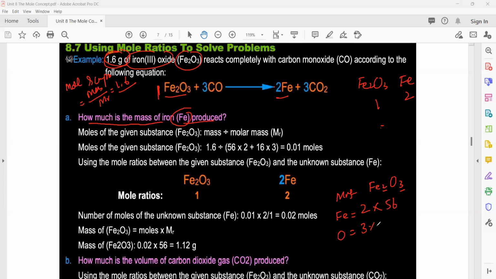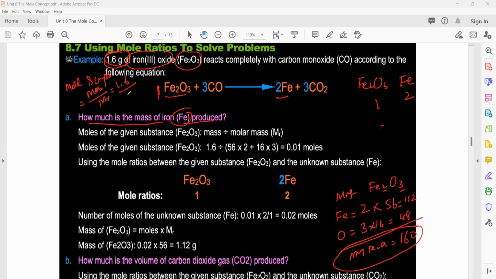56. What's the relative atomic mass of oxygen? 16. So if you do it, it is 112. And if you do this one, 48. Add both of them. So Mr of Fe2O3 equals what? It will be 160. So this is the Mr you found.